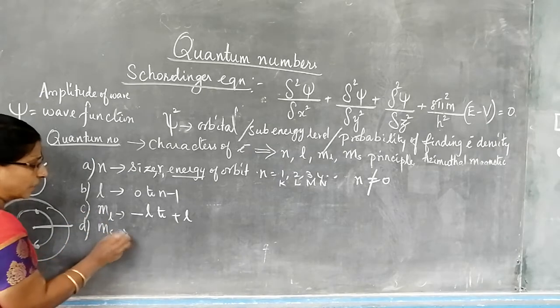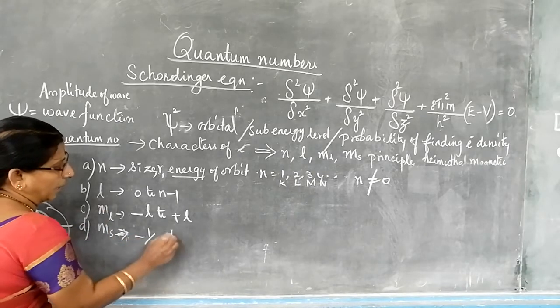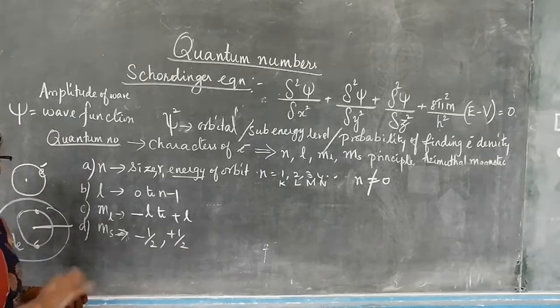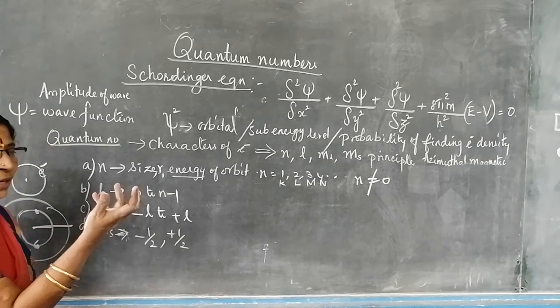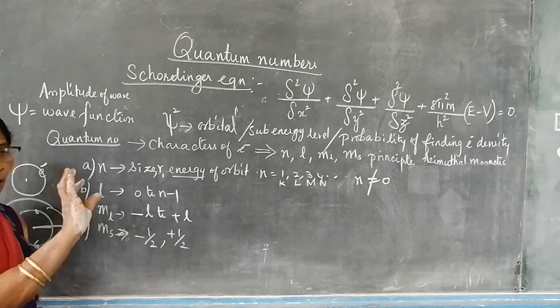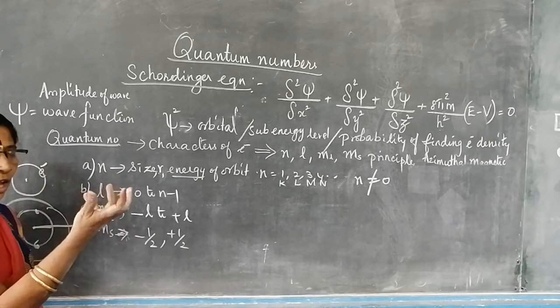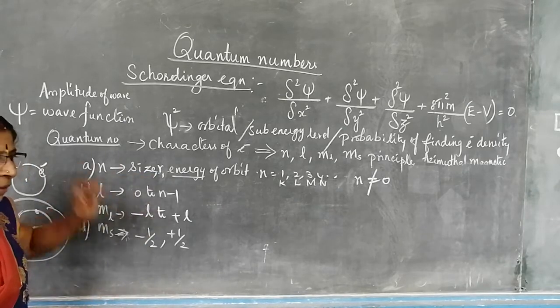ms will not have a formula related with that. It is always either minus or plus. That is, the electron will either spin half in the positive direction, anticlockwise, or in the clockwise direction. So it will be plus or minus a constant value. Only these three quantum numbers will change.